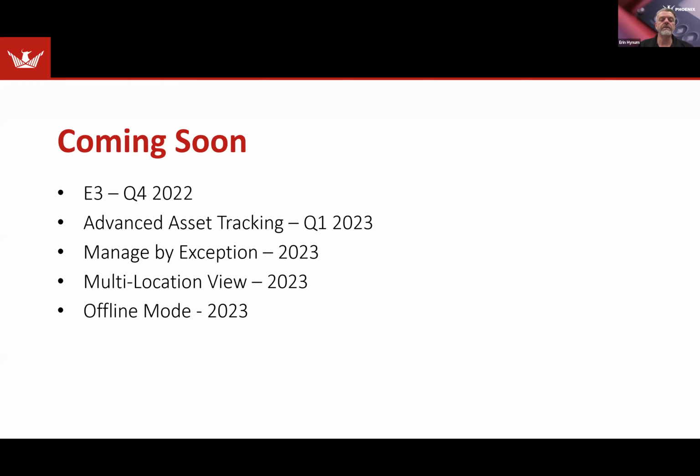And then the idea of managing jobs by exception. This will be for companies that are doing a lot of jobs, mainly that want to see all of them and see what's going on quickly. And I'll show you what that'll look like. Then multi-location view, that could be for, again, companies with many locations. And then we're going to introduce the idea of offline mode. This is all what's coming in 2023.